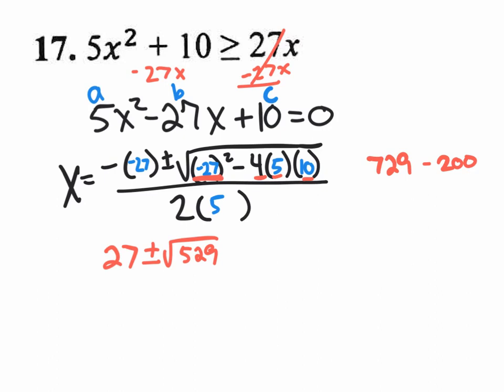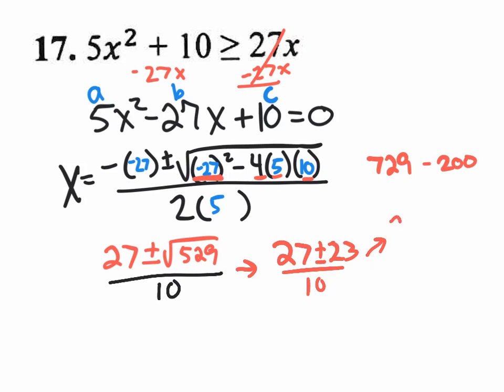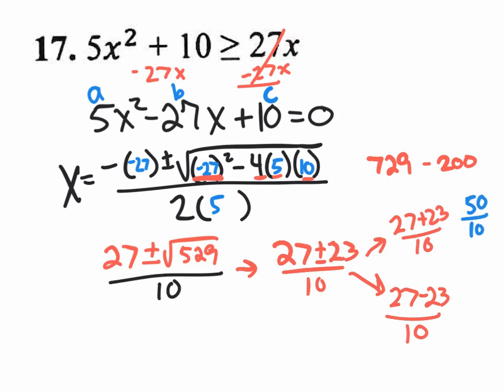It's still over 10, by the way. It's 23? Perfect. So we really have 27 plus or minus 23 over 10, which is really 27 plus 23 over 10, and it's also 27 minus 23 over 10. So 27 plus 23, that is 50. 50 over 10, that's 5.